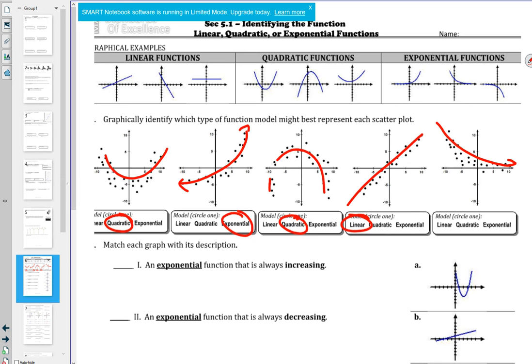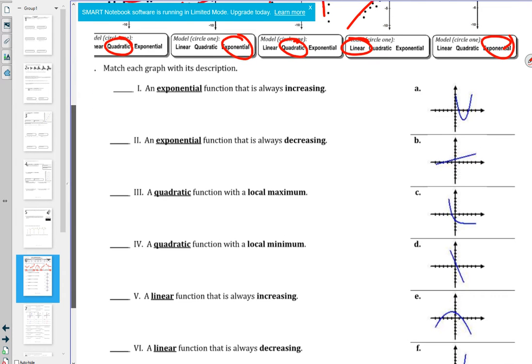Is that what you said before? You said exponential before the last one? Yeah, okay, it's like a decay, so... Match each graph with a description.